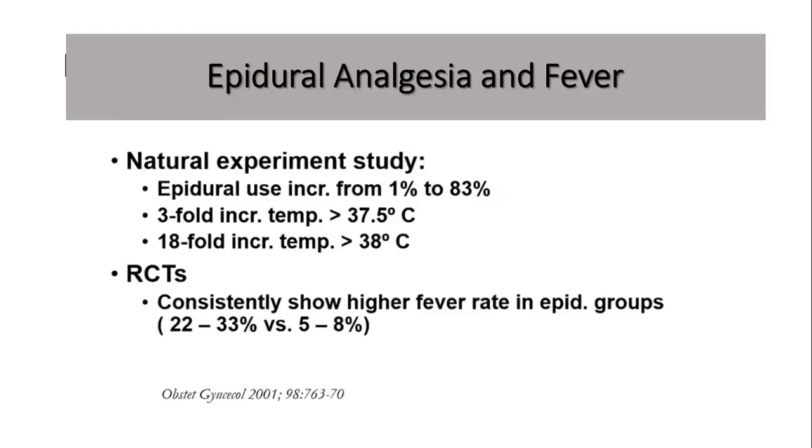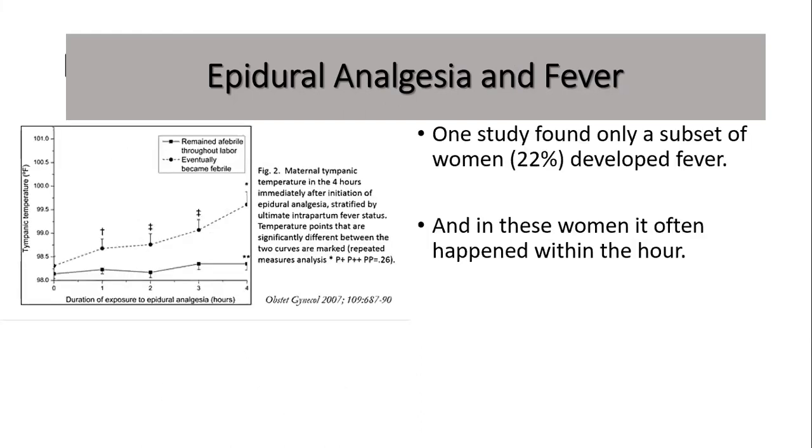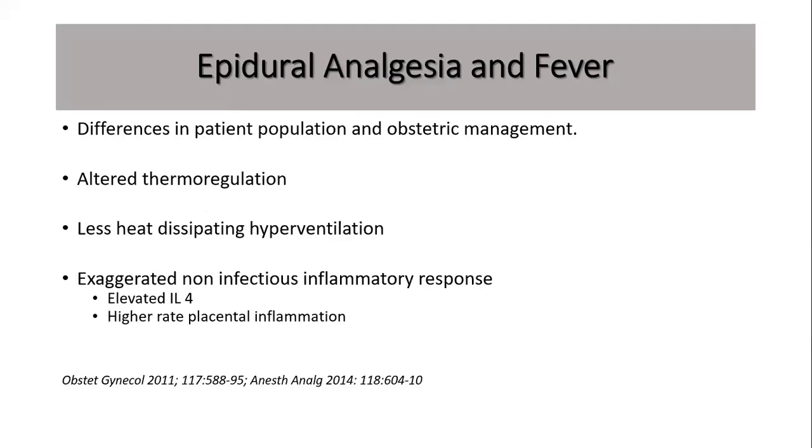We know that epidural is associated with an increased risk of fever. A research natural experiment study compared epidural use in the same unit before they had access to epidural and after access to epidural. And they realized that there's a 3-fold increase in temperature above 37.5, and an 18-fold increase in temperature above 38. Again, there's a subset of women who develop this fever, and those who develop this fever develop it within about an hour of the epidural.